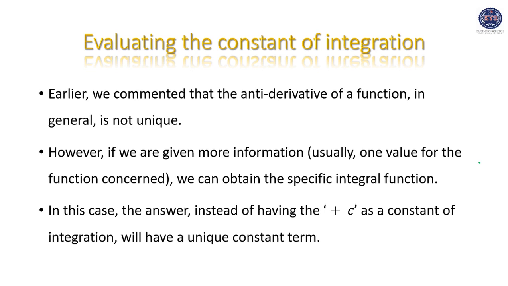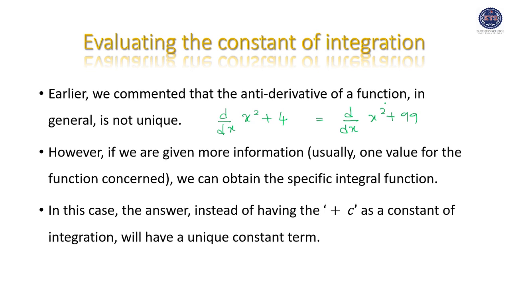Okay, so earlier we commented that the antiderivative of a function in general is not unique. Kenapa not unique? Because remember tadi, kalau you differentiate x squared plus 4, sama je macam you differentiate x squared plus 99. Okay, not unique. Dia tak ada specific value. But how to identify the constant of integration? Macam kita nak tahu what is the specific value of C that satisfy the integrand that we integrate.